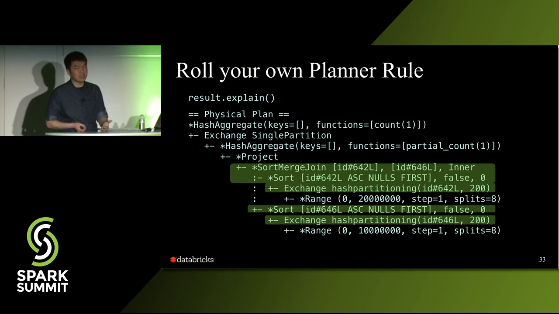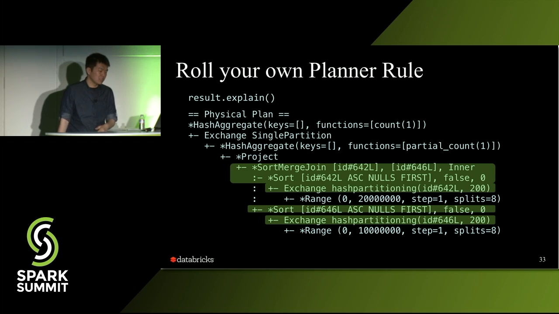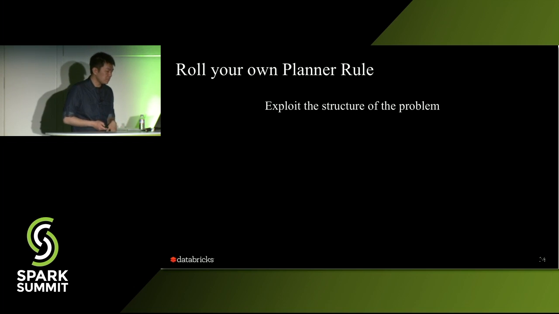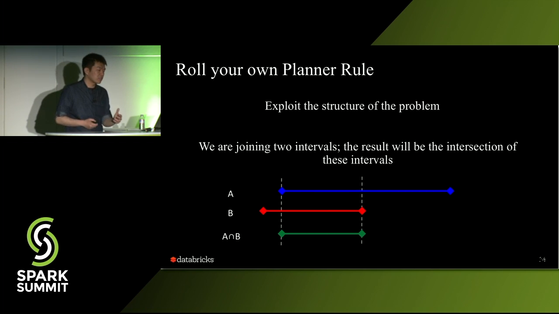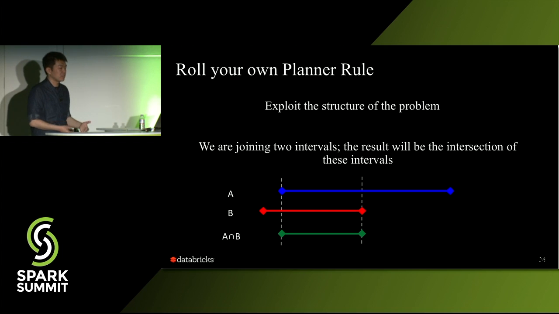All of those are quite expensive operators. So how should we optimize this query? We want to exploit the structure of the problem. For this kind of query, we're just joining two intervals, so the result will be the intersection of the intervals, right?